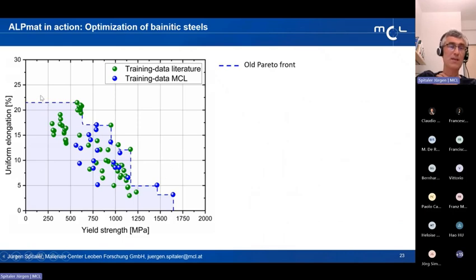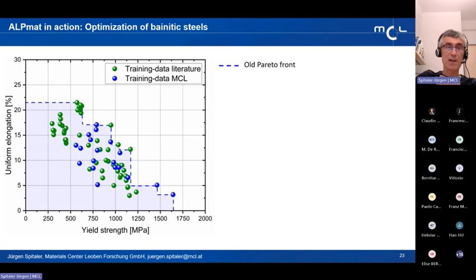So it's a multi-objective optimization with two objectives. On the one hand side, we want to maximize the yield strength, and on the other hand side, the uniform elongation. You can see here the starting data set, which was about 50 data points, among them 30 from literature and 20 from MCL. And in the dashed lines, you can see the old Pareto front, which came from the training data.